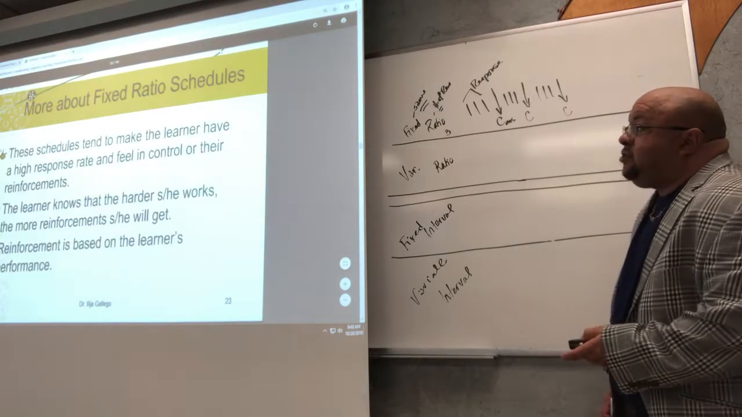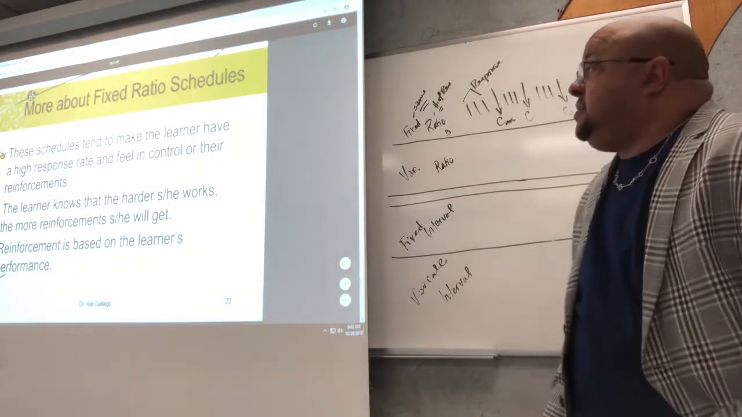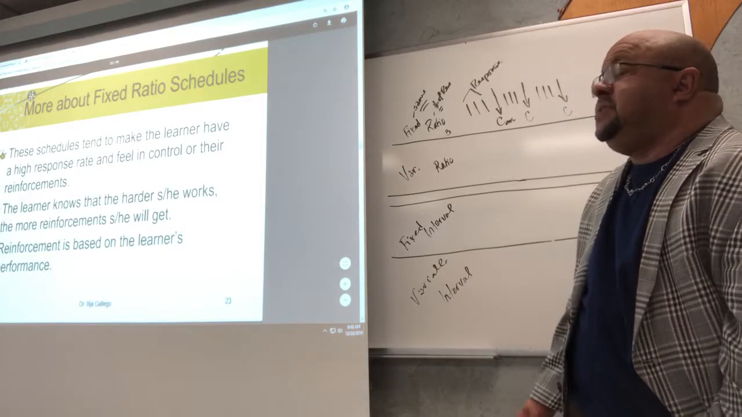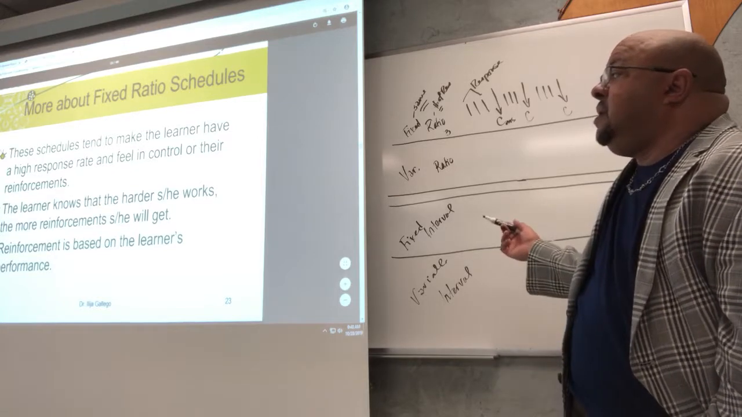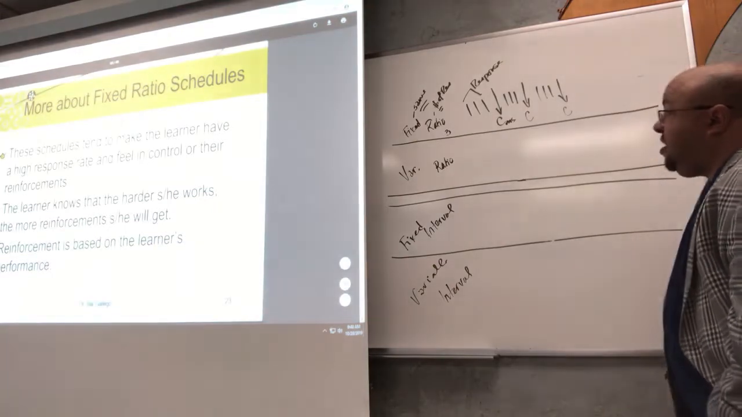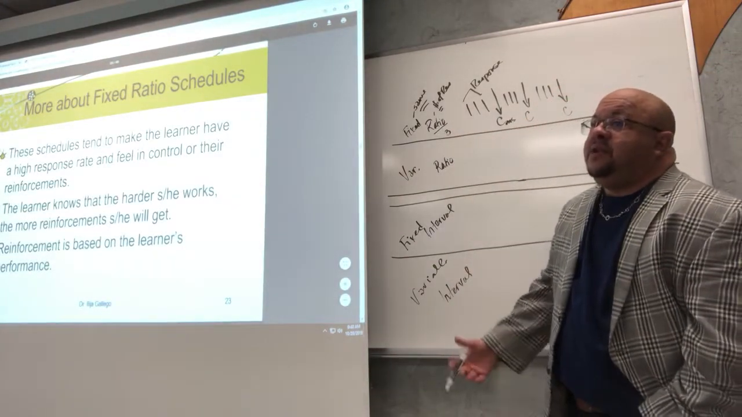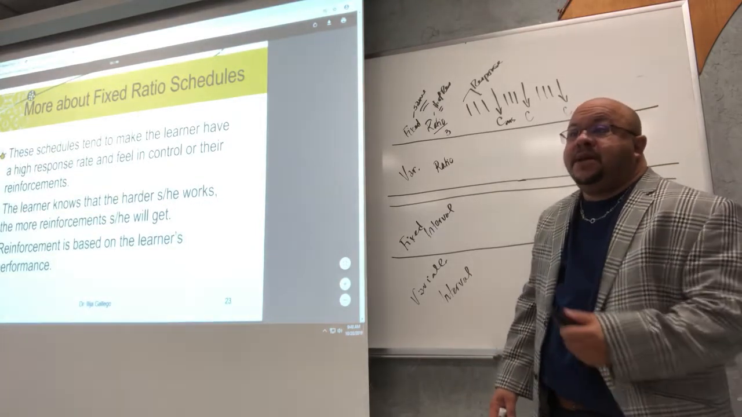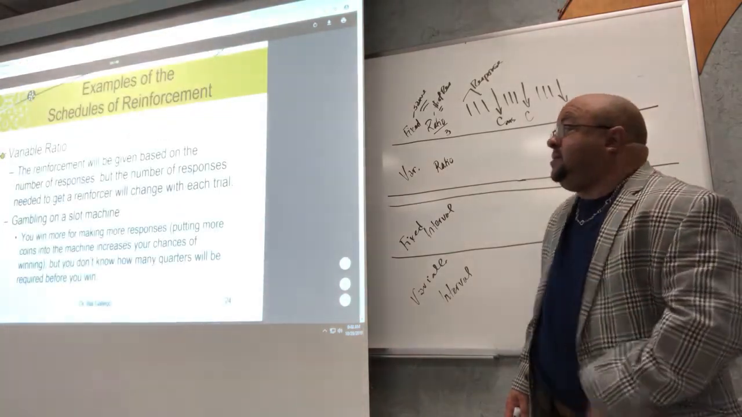Now the fixed ratio tends to make the learner have a high response rate because the learner feels in control of their reinforcements. They know that if they work harder, they'll get more reinforcement. And the reinforcement is based on a ratio, a number of responses. In other words, it's based on the learner's performance. You got it? All right, that's the easiest one.